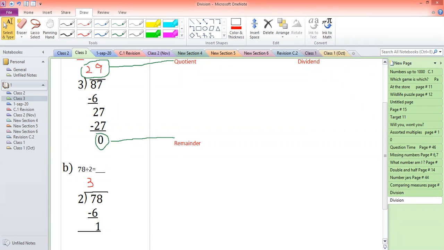7 minus 6 equals 1, so you cannot write 1. There is no 2 in the 1 because 1 is smaller than 2. So you will drop down this 8 here and it will become 18. Now check in 18 how many 2's are there. Check the table of 2: 2 1s are 2, 2 2s are 4, 2 3s are 6, 2 4s are 8, 2 5s are 10, 2 6s are 12, 2 7s are 14, 2 9s are 18. So write 9 here.